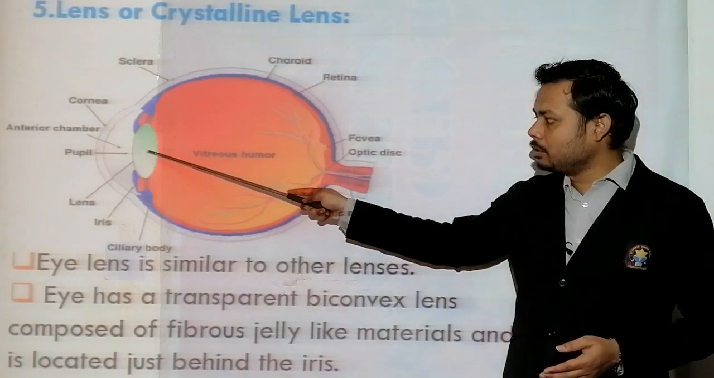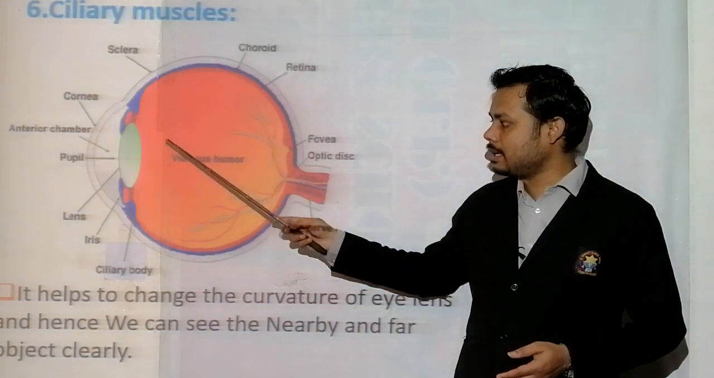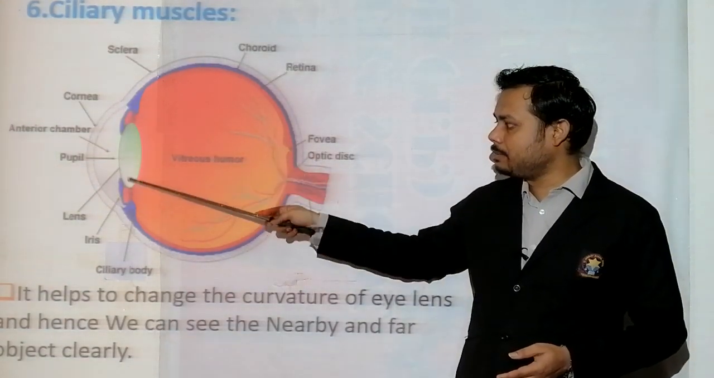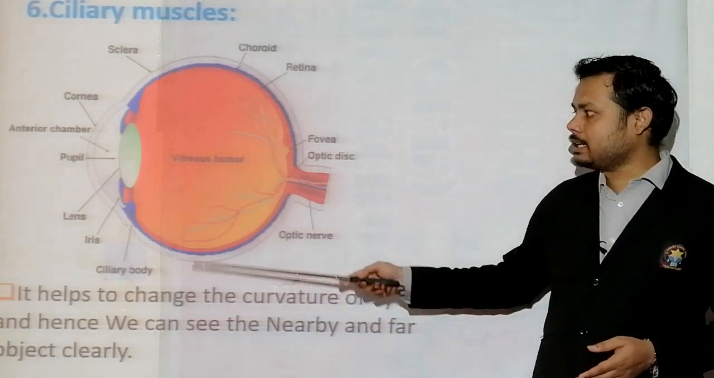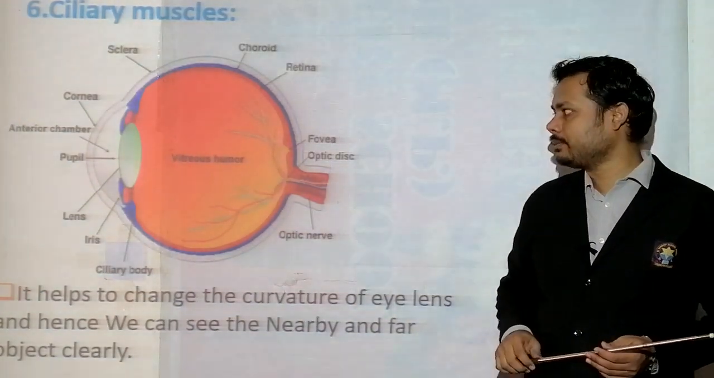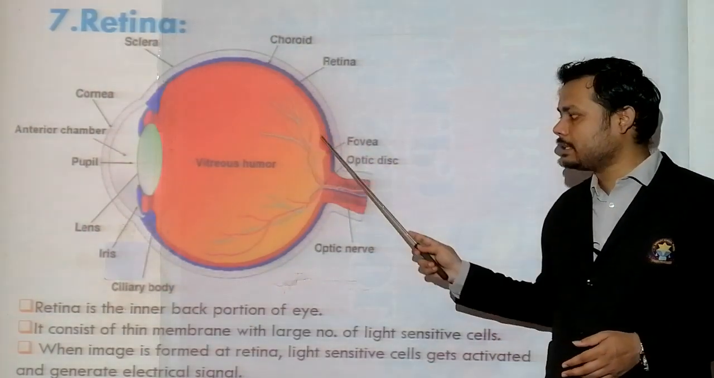Now we need to hold this crystalline lens, so this is called the ciliary muscles. The main function of the ciliary muscles is to hold the crystalline lens and also change the curvature of the lens. After the ciliary muscles, the last part of an eye is called the retina.